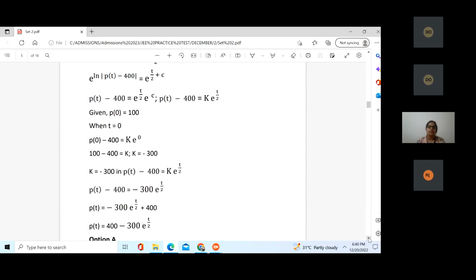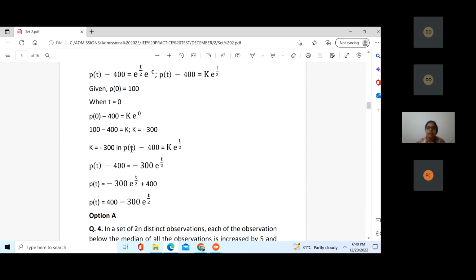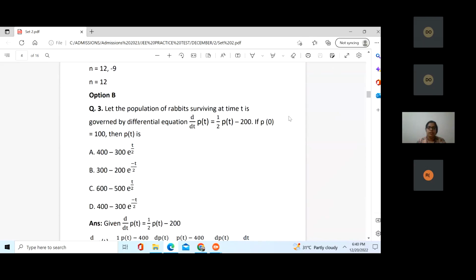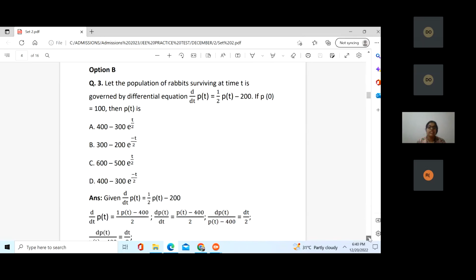If I solve it, I'll be able to find out the value of P of t, which is asked in the question. So once I put the value here, this equation will change to P of t minus 400 is equal to minus 300 into e raised to t by 2. So P of t equals minus 300 e raised to t by 2 plus 400. Just rearrange it, and I'll get the answer as 400 minus 300 e raised to t by 2, which is option 1 given in the question. So I hope this question is clear.